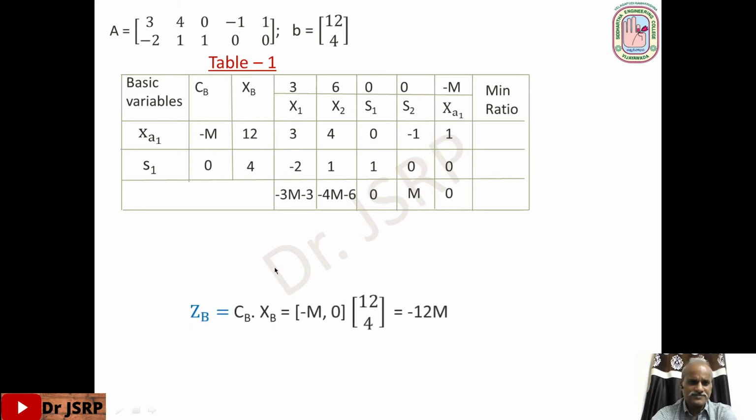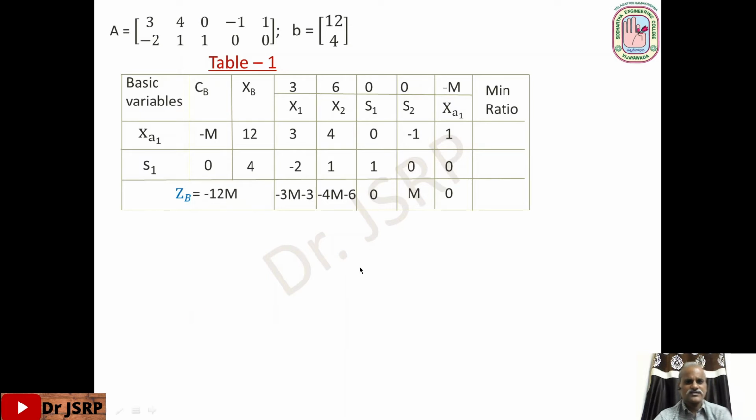Okay. And objective function value CB into XB. So minus m into 12, minus 12m plus 0. So minus 12m. Okay. So this is first table. Right. Next step is verify the optimality condition.